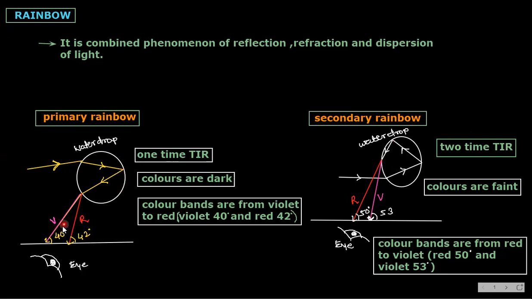And the colors are dark, meaning the intensity of color is more. And as I said, the color bands are from violet to red. And the angles I have also mentioned in the diagram.